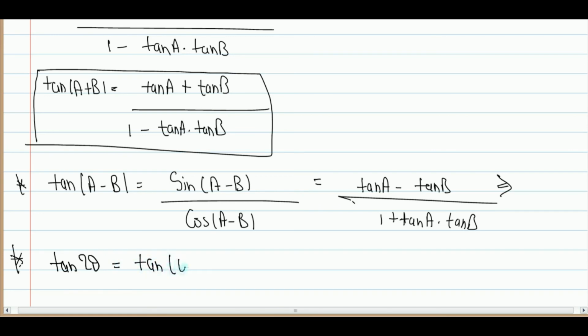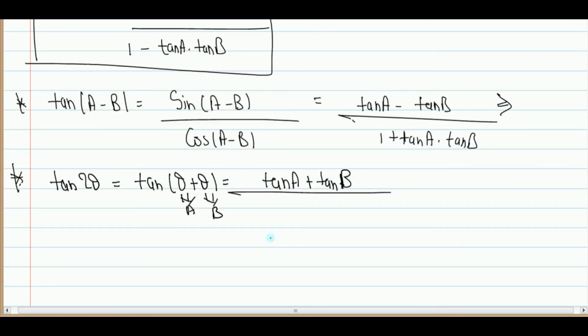So similarly, can you let me know what will be the value of tan 2 theta? For tan 2 theta, you can write it as tan theta plus theta. And this is nothing but A, and this is nothing but B. So this resembles tan A plus B. And you know what is the value of tan A plus B? Tan A plus tan B over 1 minus tan A into tan B.